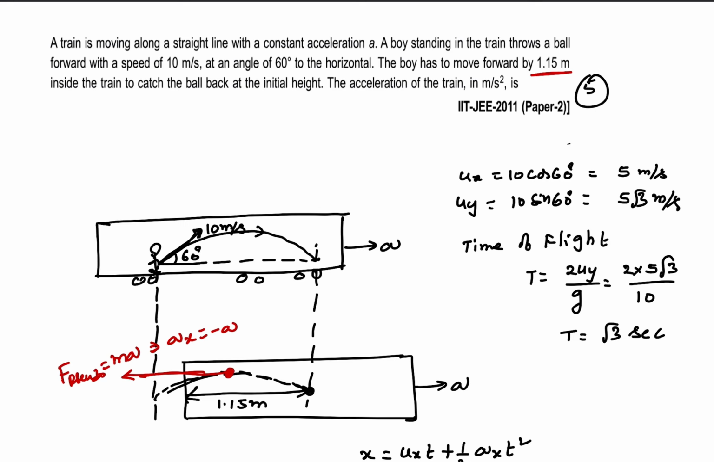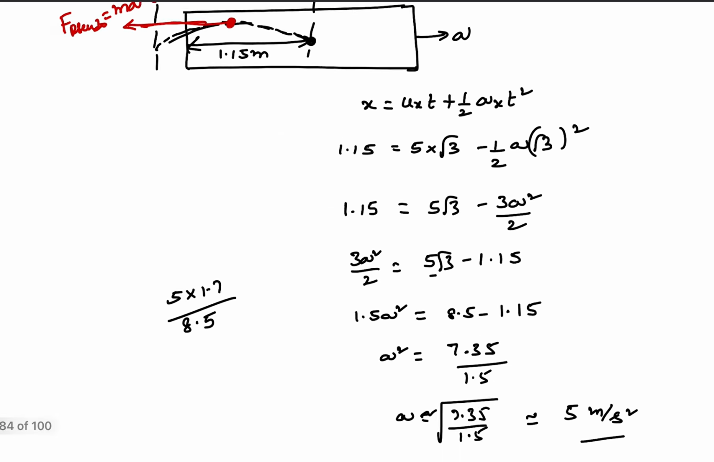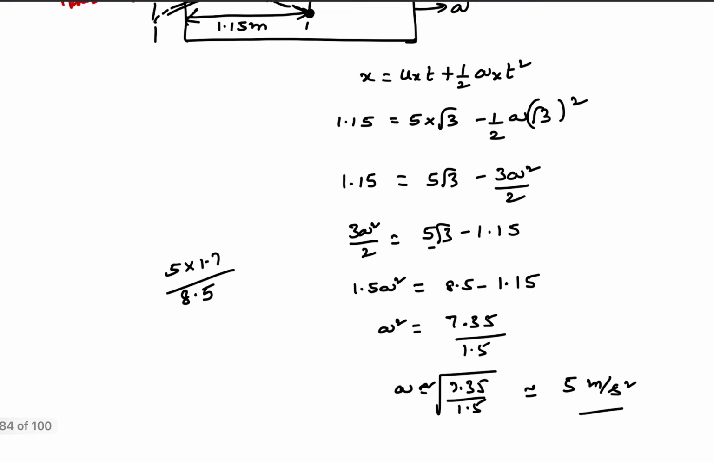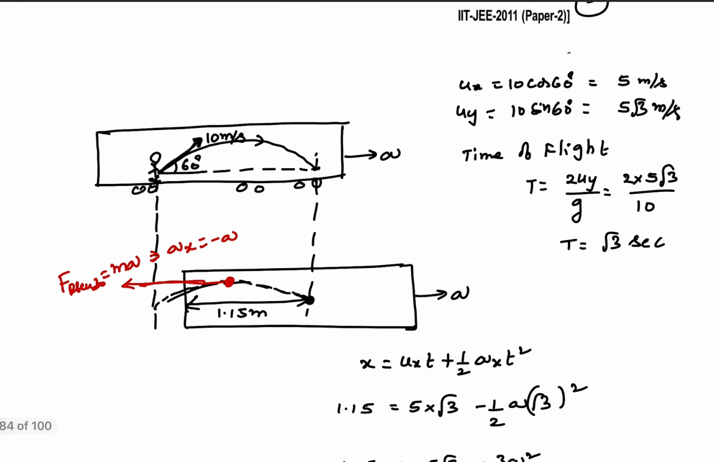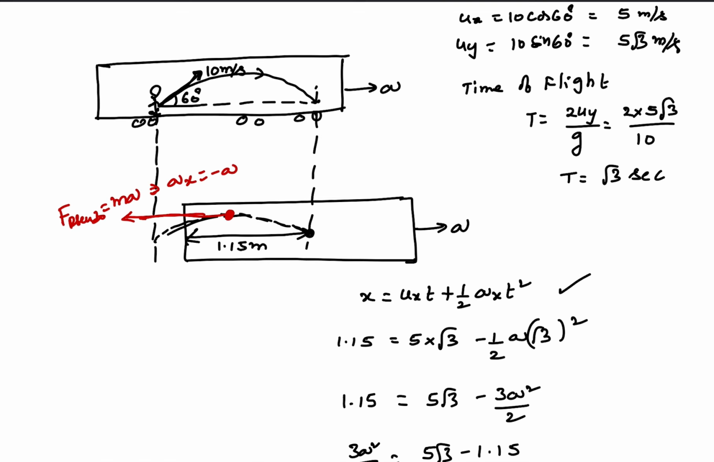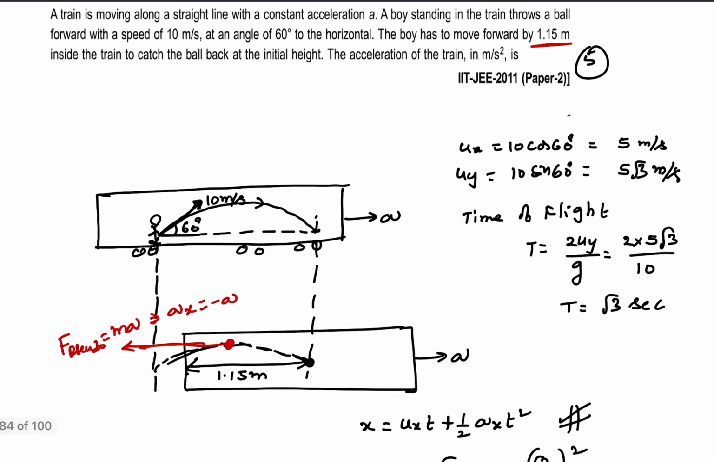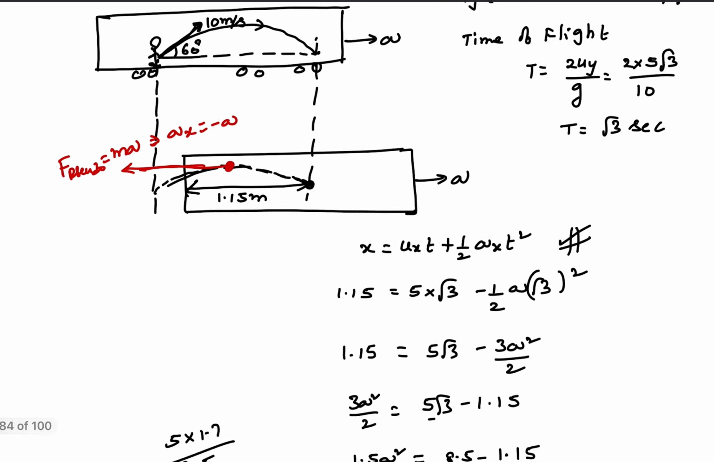You observe this carefully. If you write 7.35 by 1.5, approximately you can get 5 meter per second square, or 4.9, like that you will get. Observe this carefully. I have explained that by using the general relations only.